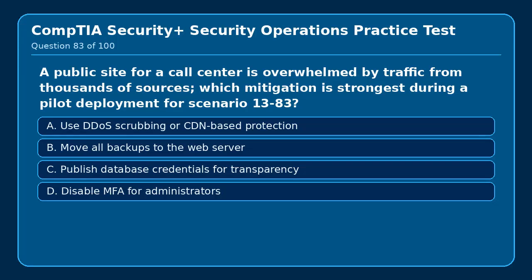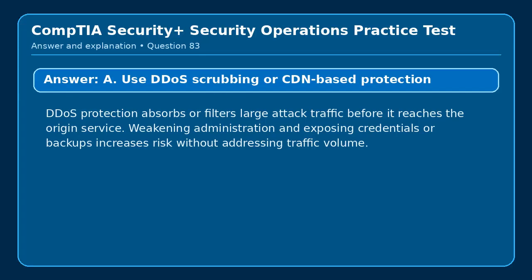Question 86. Which measure helps reduce DNS cache poisoning risk for a payment processor before the production rollout for scenario 13 to 86? A. Route all traffic through Telnet. B. Use secure DNS practices such as DNSSEC validation and patch resolvers. C. Disable endpoint logging. D. Reuse default router passwords. Take a moment to choose your answer.